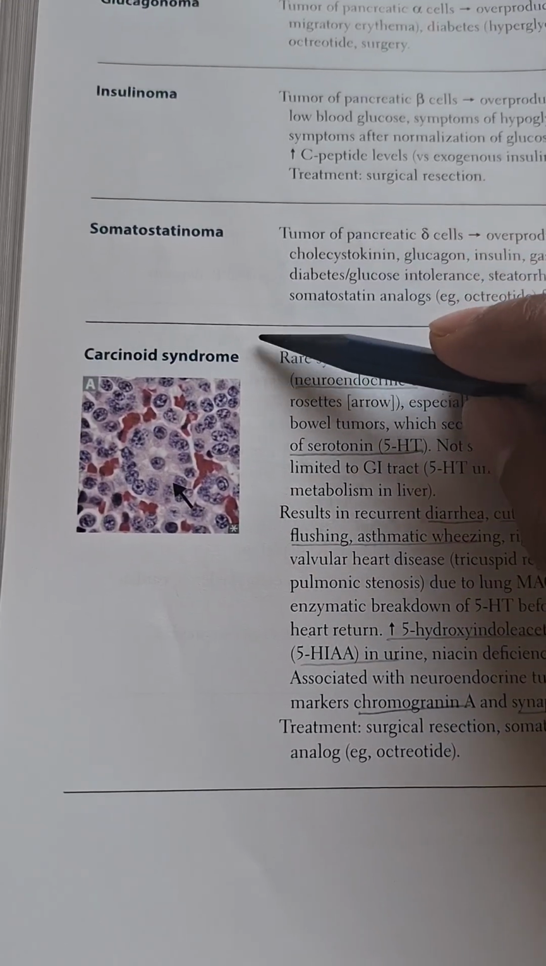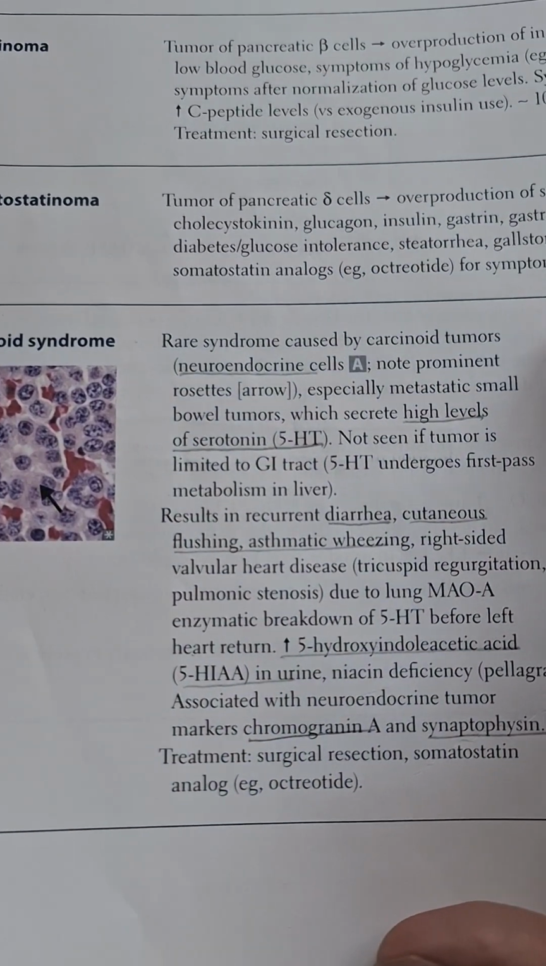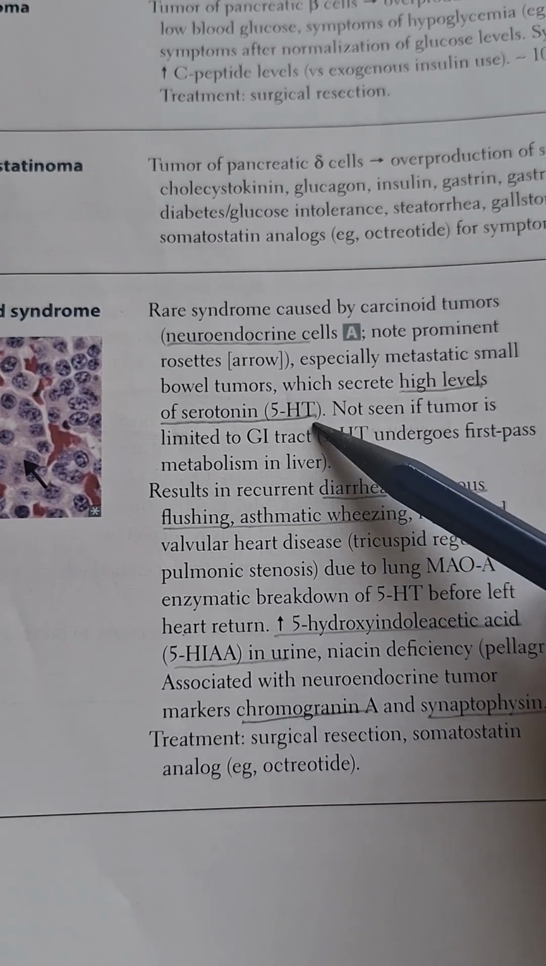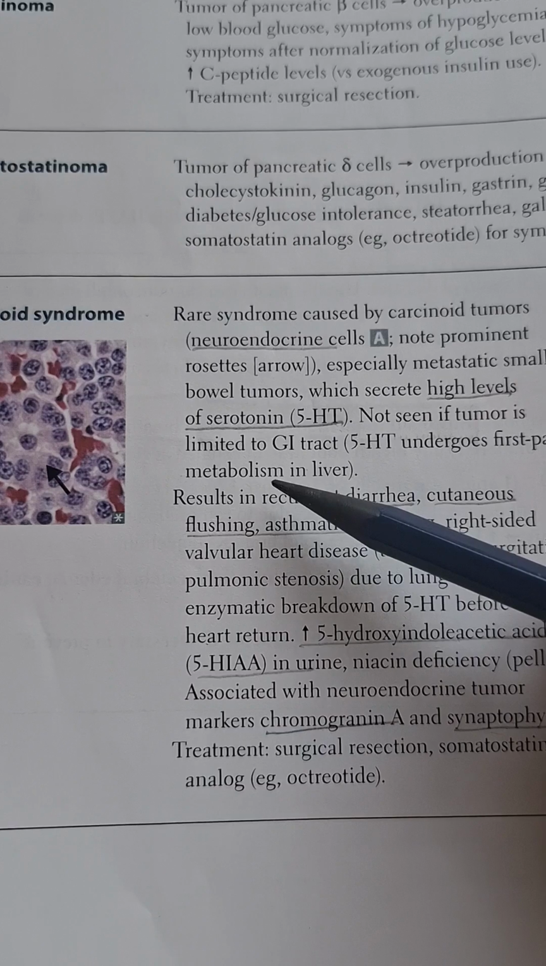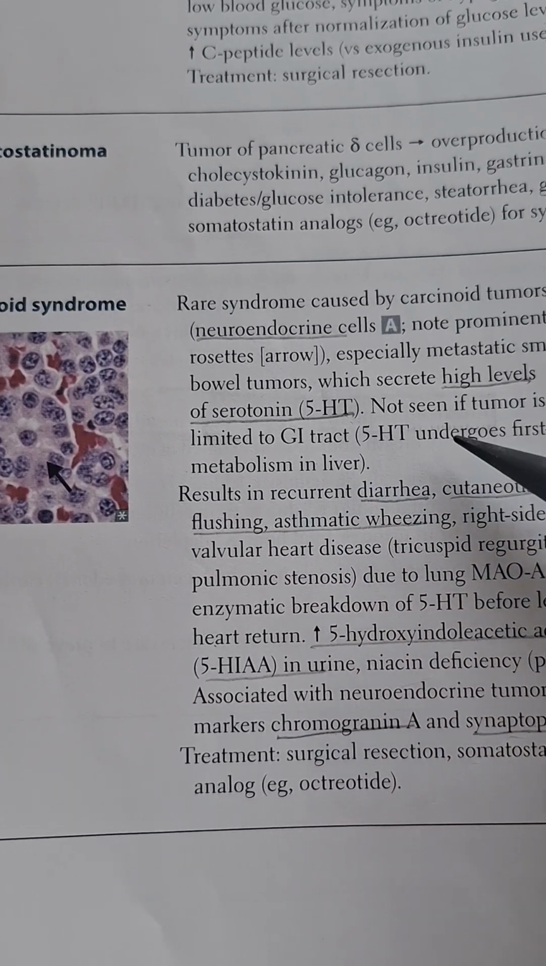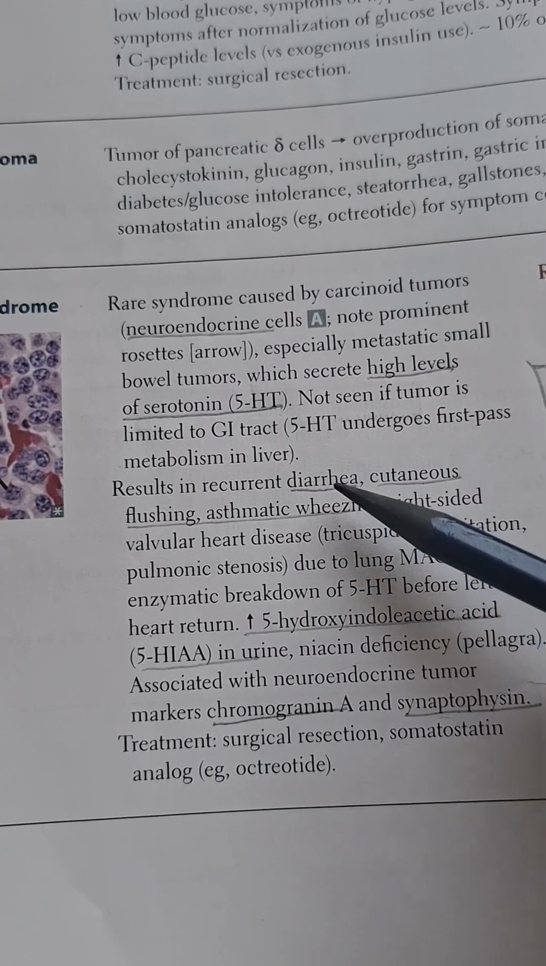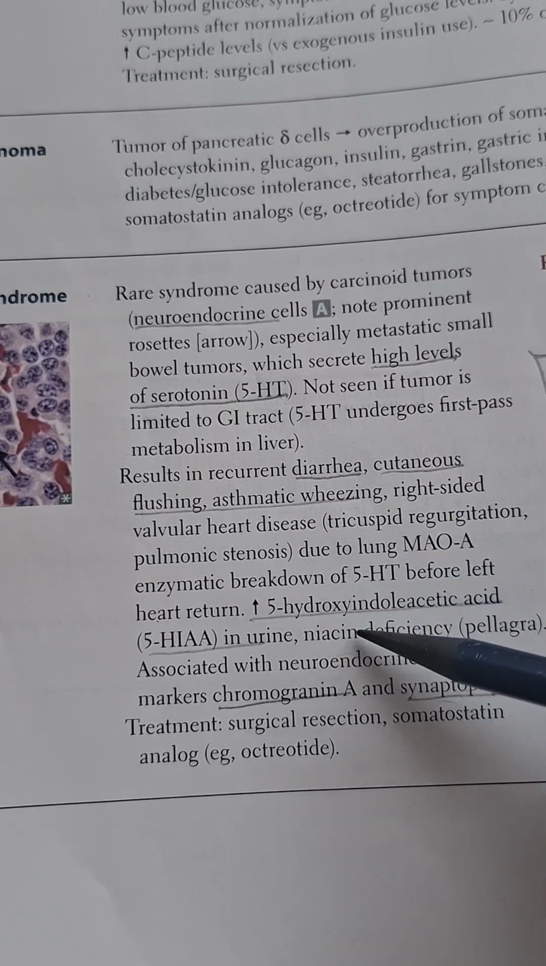The other one is carcinoid syndrome. In carcinoid syndrome, you just need to remember a few things. First, it has a high level of serotonin, whereas in pheochromocytoma we had high levels of epinephrine. Second, what is the clinical feature? It is diarrhea, cutaneous flushing, and asthma. Then how will you diagnose?